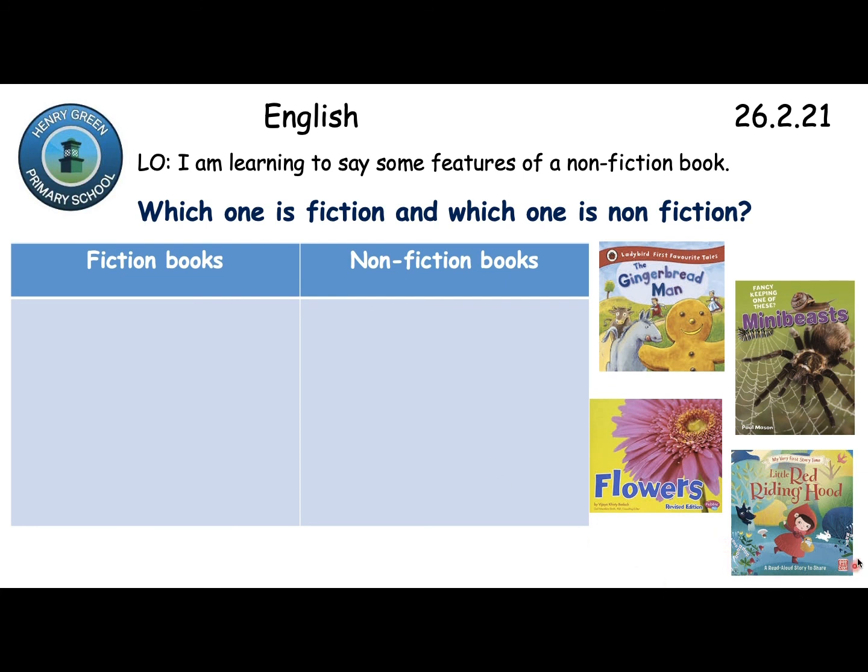And the last book, Little Red Riding Hood. Where do you think this book belongs? Fiction book or non-fiction book? Have a go and put these into the right column and share it with me on Evidence Me.